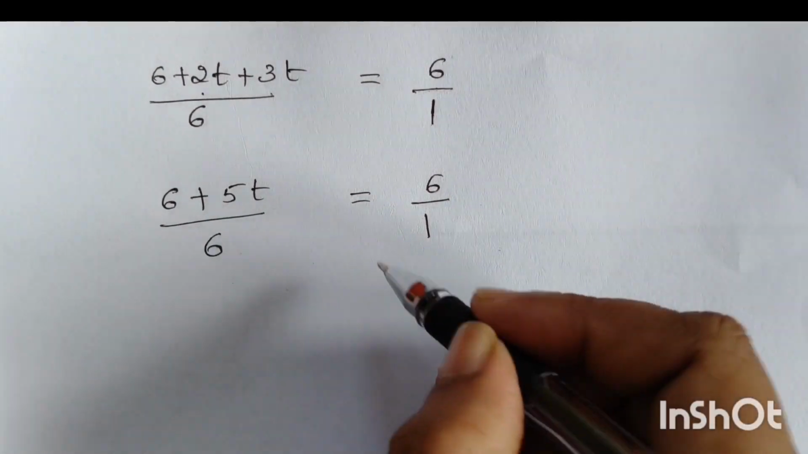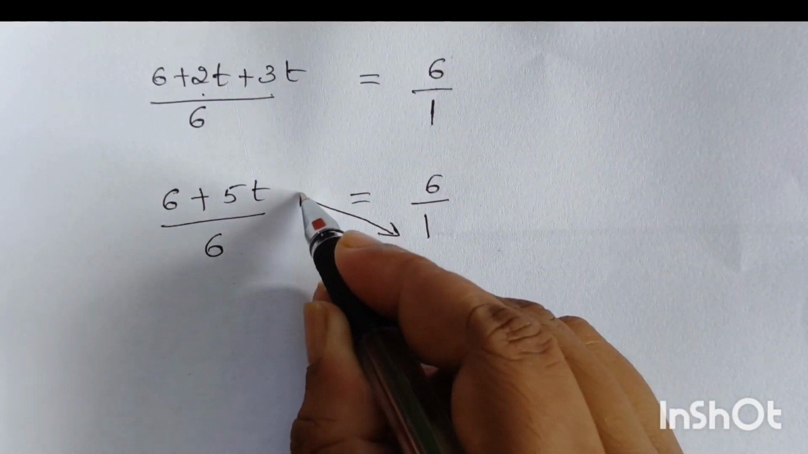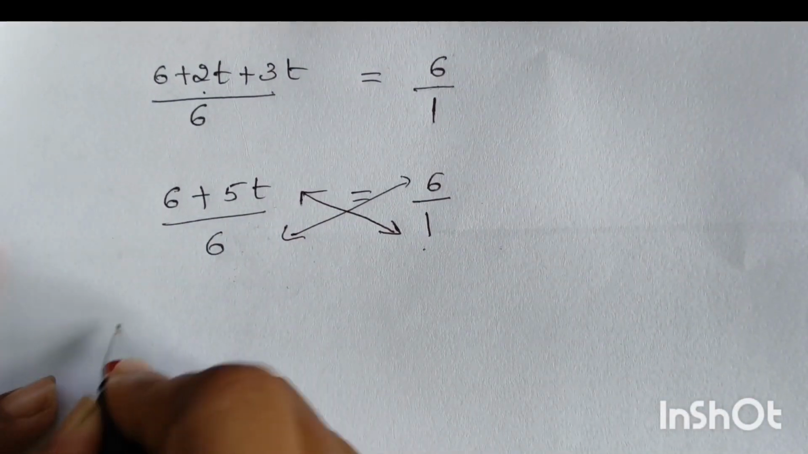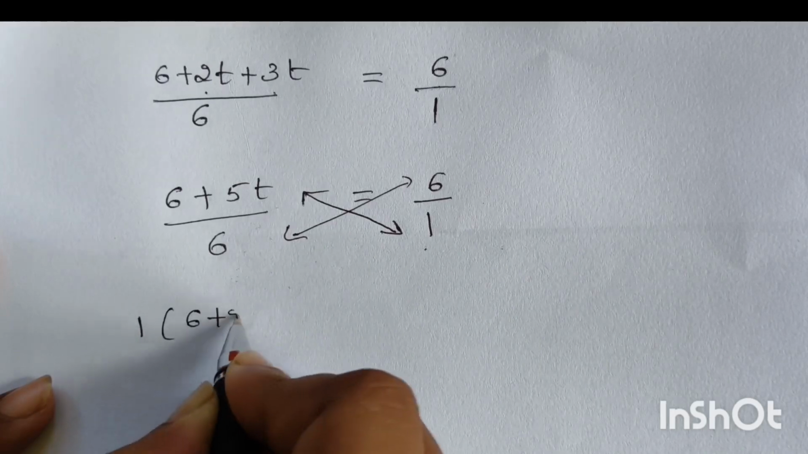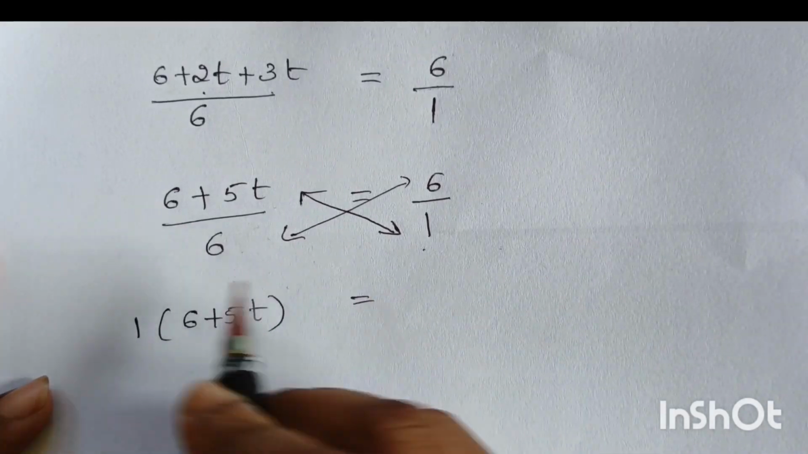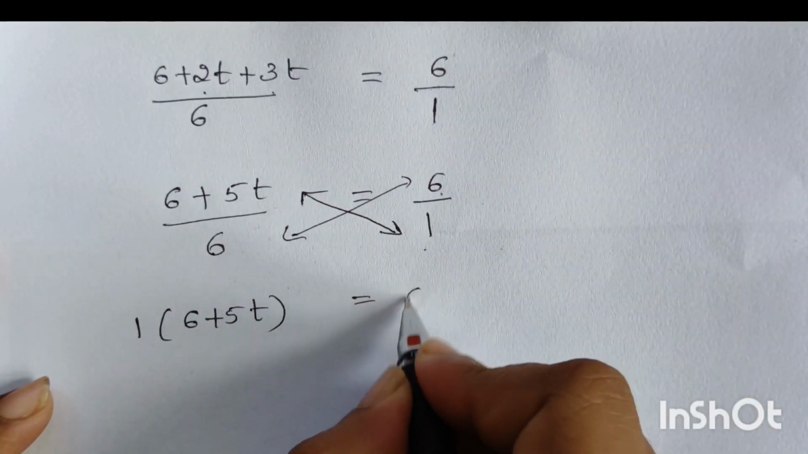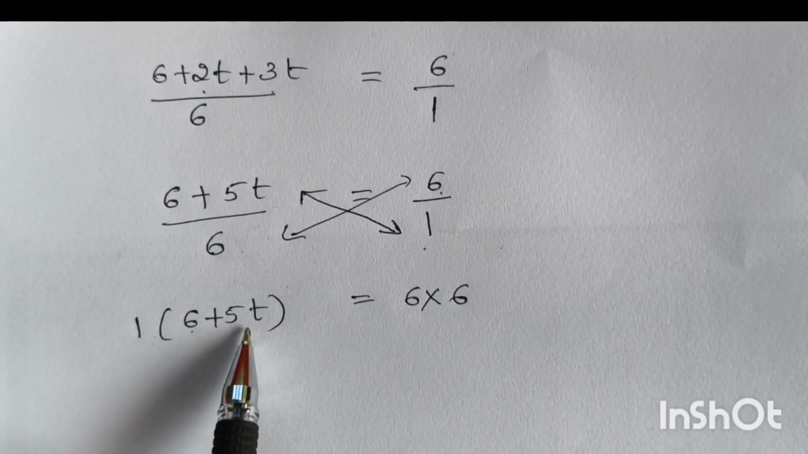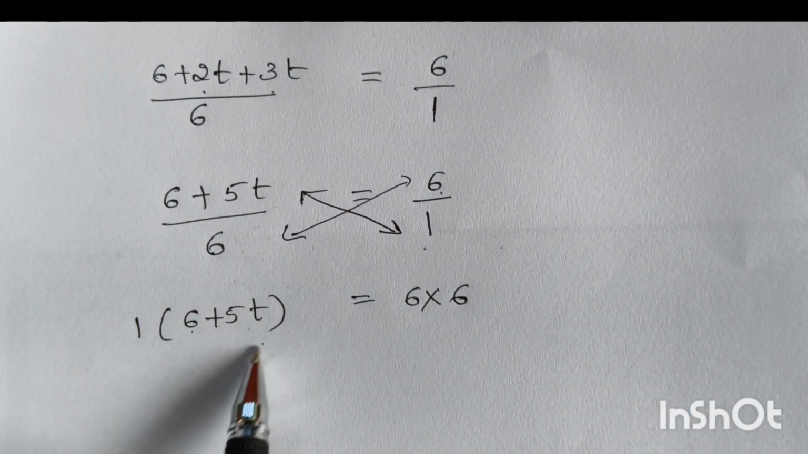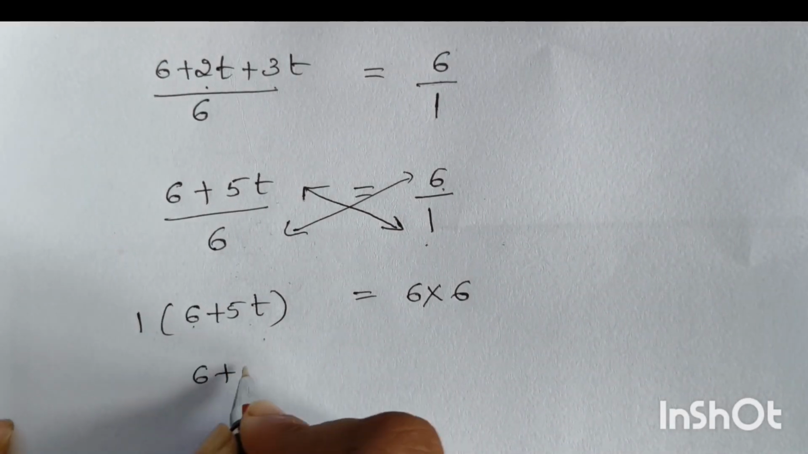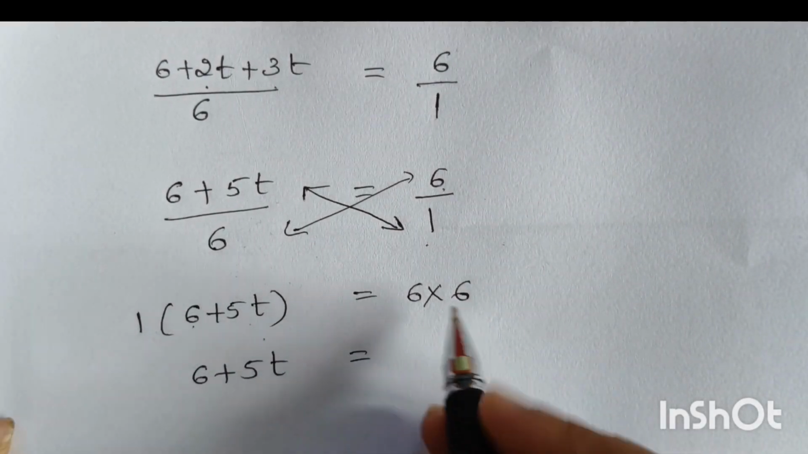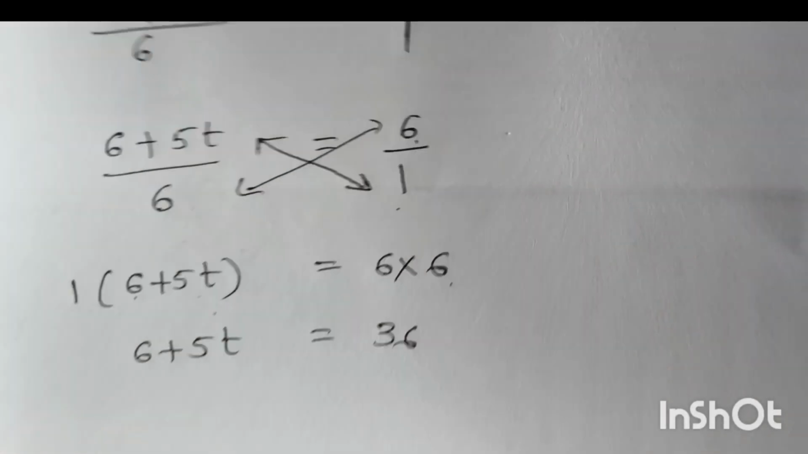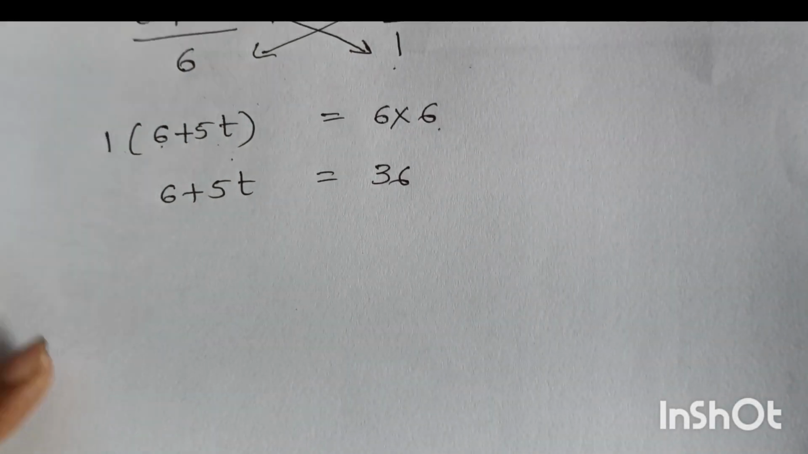Now let us cross multiply. 1 into 6 plus 5t is equal to 6 into 6. Now 1 into 6 plus 1 into 5t, we will get the same answer. So let me write 6 plus 5t is equal to 6 6s, how much? 36. Now our intention is to find out the value of t.